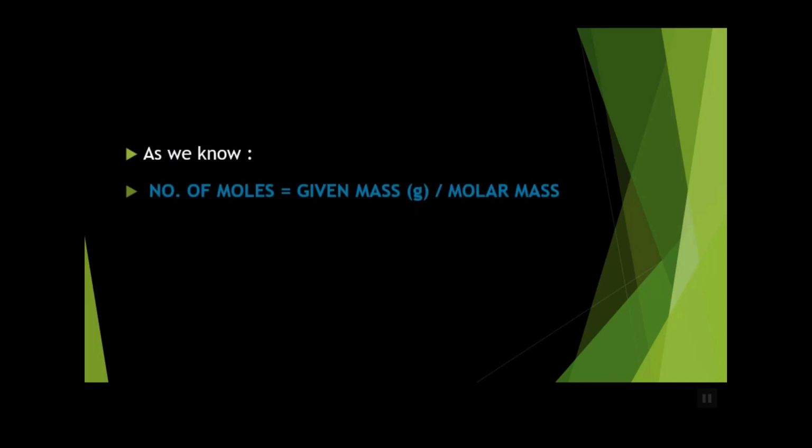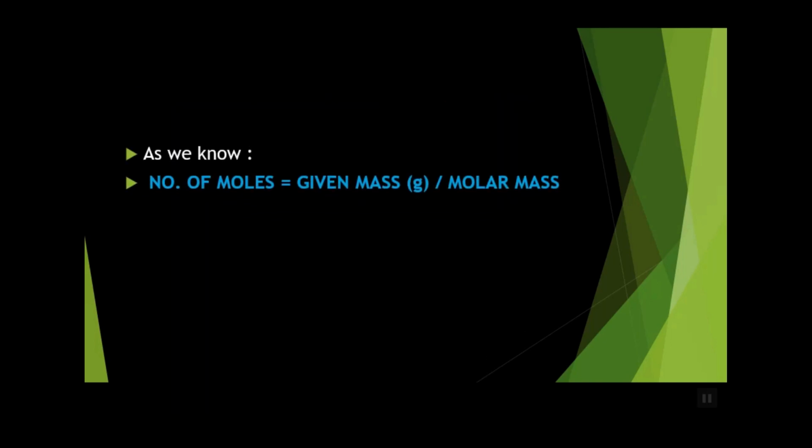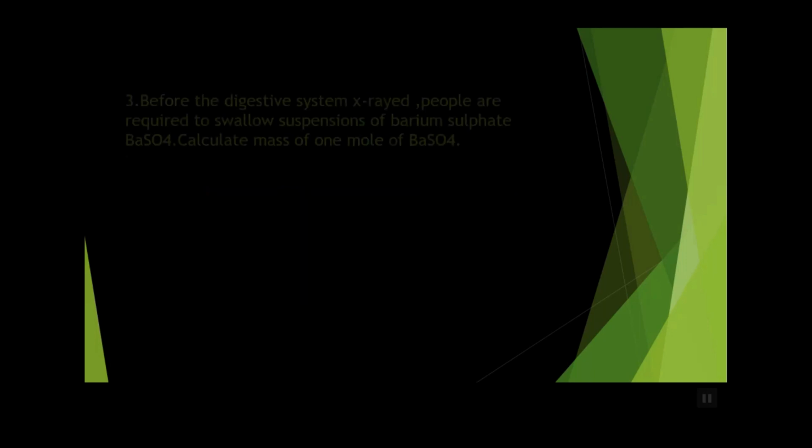Now as we know, number of moles is equal to given mass, that must be in gram, divided by molar mass. So just put the values in the given formula and get the answer. Number of moles is equal to 12.5, that is the given mass, divided by 58.5, that is the molar mass of NaCl, and we get the answer 0.214 moles of NaCl. Yes students, this is our answer.